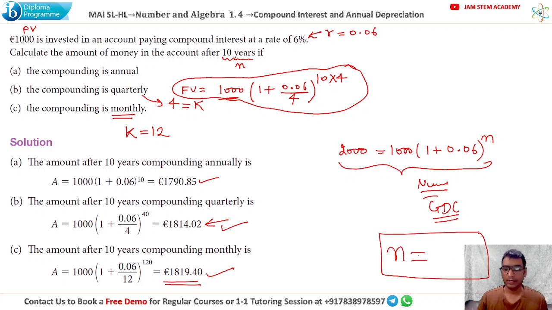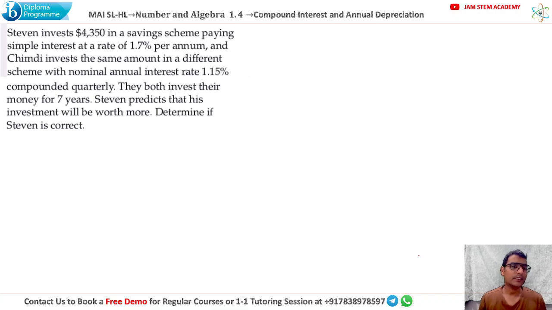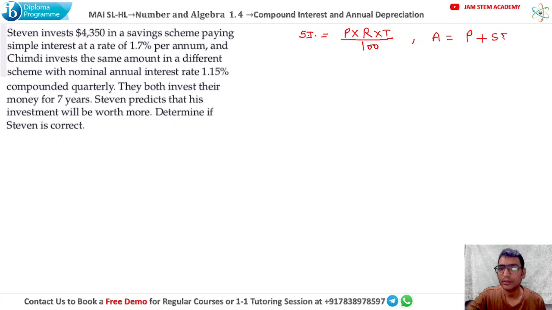Okay. Next question. Stephen invests $4,350 in a savings scheme paying simple interest at 1.7% per annum. In case of simple interest, the interest value is given by present value times rate of interest times total number of years, the time, whole divided by 100. That is the simple interest. And in order to get the amount, we have to add the simple interest to the principal value. So this is going to be the amount. That is for simple interest.